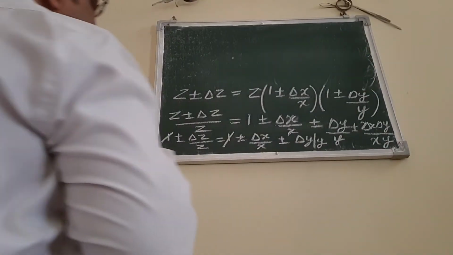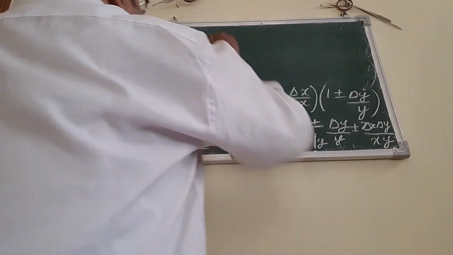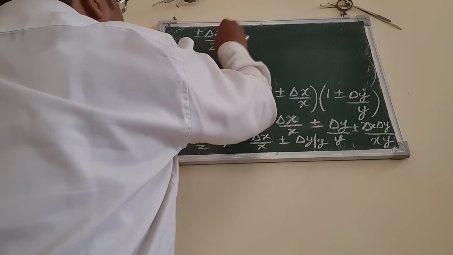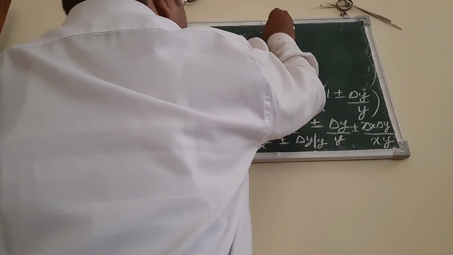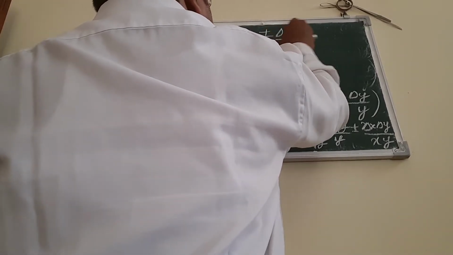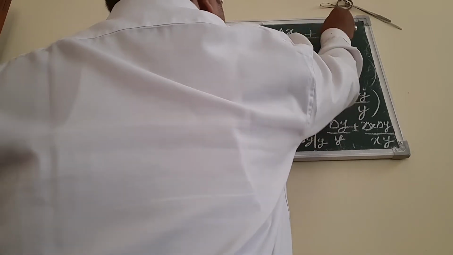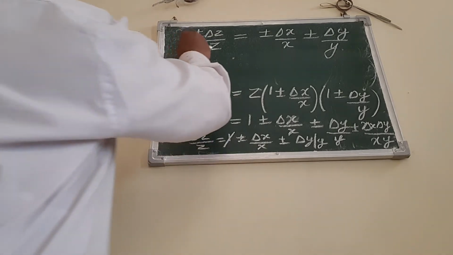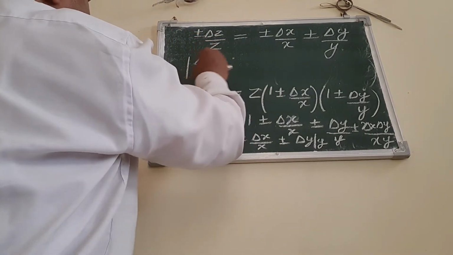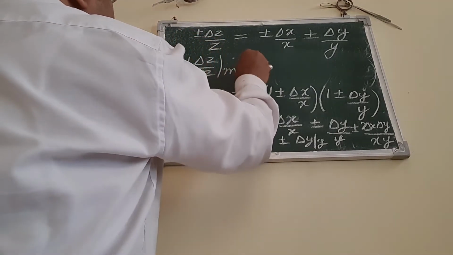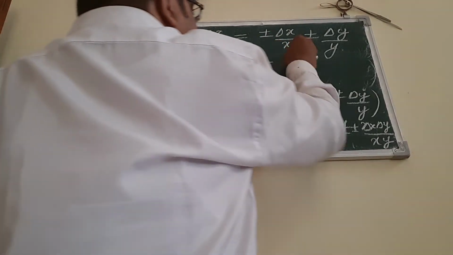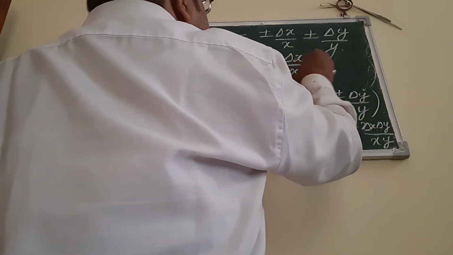So the final expression now will become plus minus delta z upon z equal to plus minus delta x upon x plus minus delta y upon y. For the maximum error, delta z upon z maximum is equal to taking the positive sign, so delta x upon x plus delta y upon y.